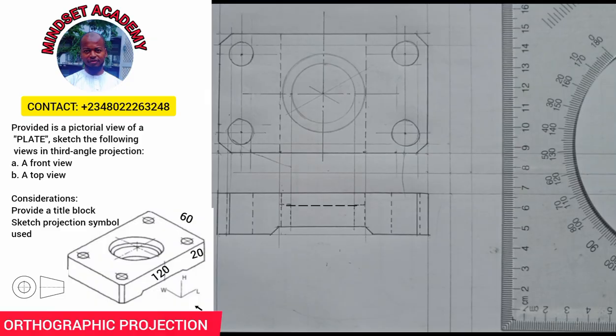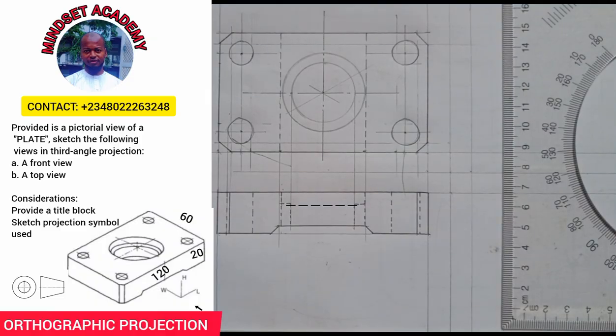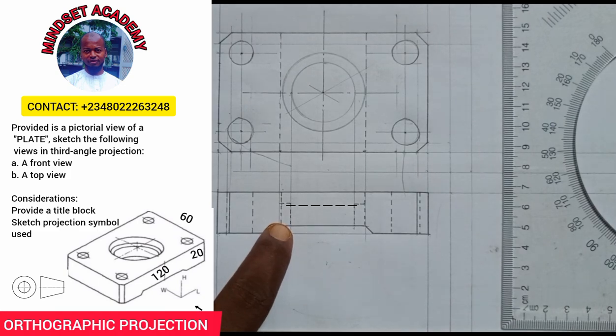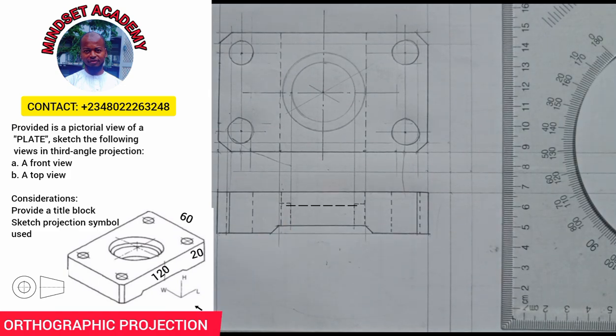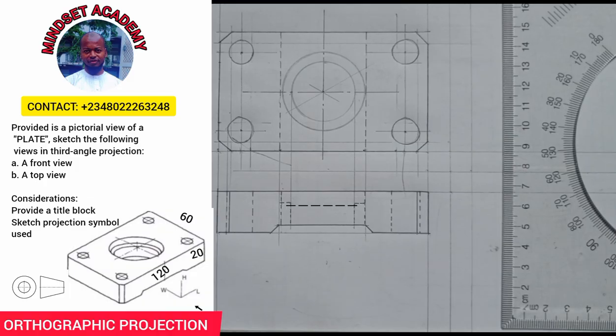And the question says look for what? The front elevation and the top view. Top view, front elevation. And it says sketch, so you can use your free hand if it's permissible, or you can just do it the way I am doing it. Then it said we should provide a title block.